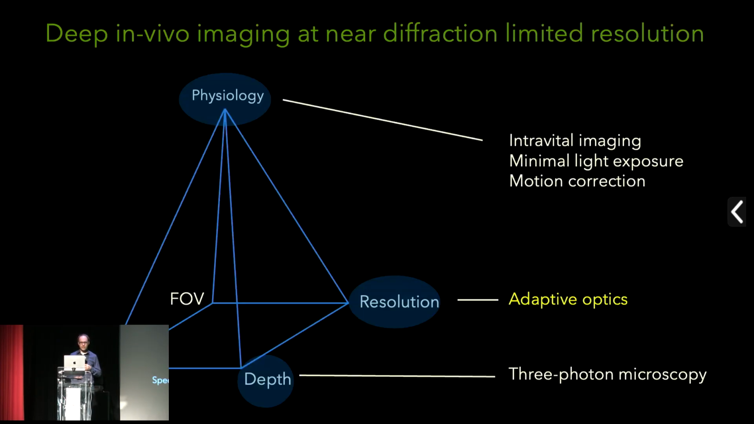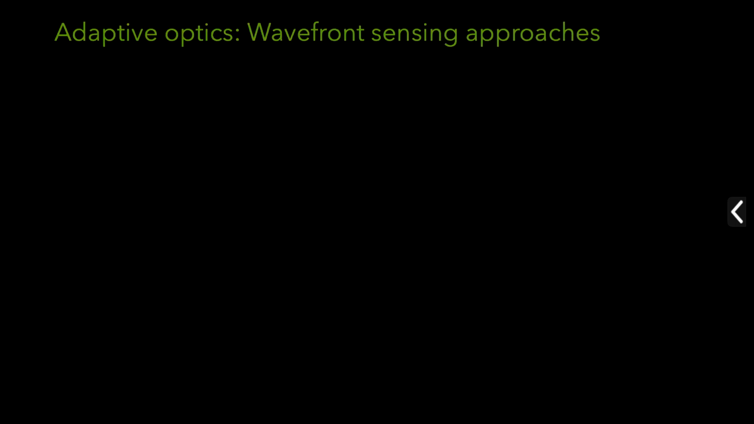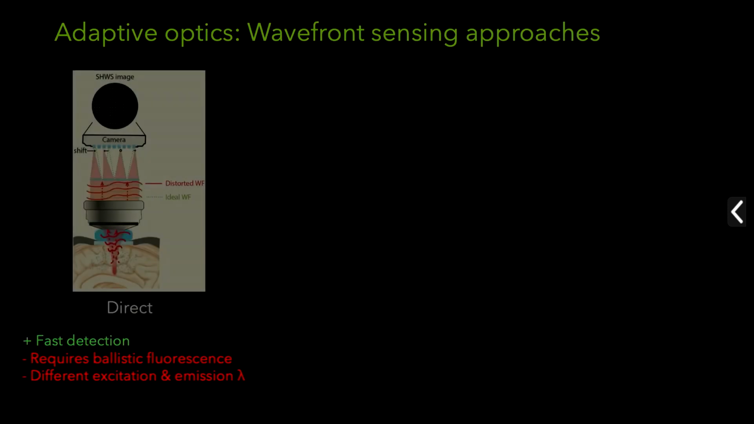All right, so I told you how we can achieve large image depths with three-photon. I told you how we can keep our mouse brains happy and stable. So now I wanted to devote most of the time to adaptive optics, which is by far the most challenging aspect of this work. And so the main challenge in correcting aberrations is to actually measure them in the first place. And for this, there exist two approaches in the field.